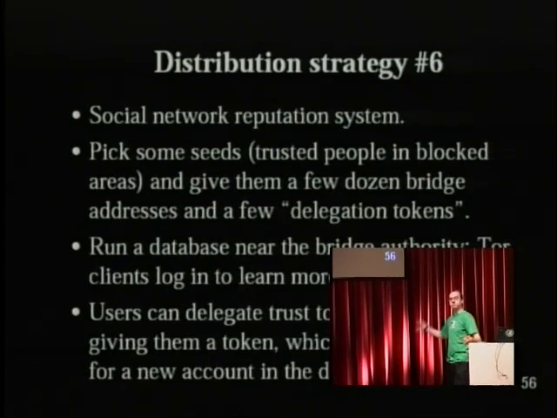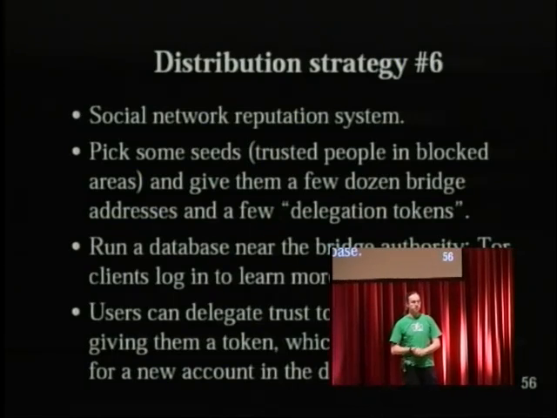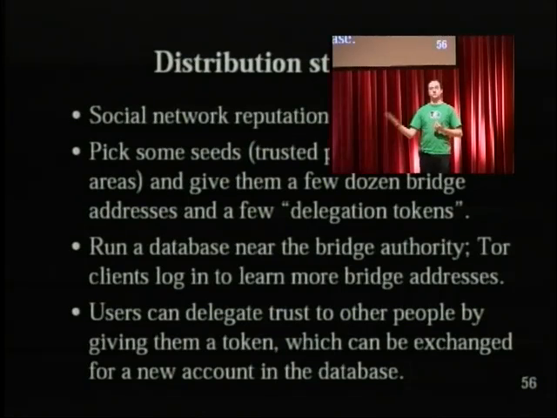And then the sixth one, just to demonstrate that we can get as complex as we want to on this, imagine some sort of reputation system. Find 12 people in China that you really trust and give them 100 bridge addresses each and give them a bunch of little trust tokens. And then what they do is they say, I really trust my friend over here. I'm going to give him some of the bridge addresses. Now he can get to the internet too. And I'm going to give him some of these tokens. And imagine there's some database somewhere, and you show up with a token, and it gives you an account. And then these people are able to learn new bridges, too.